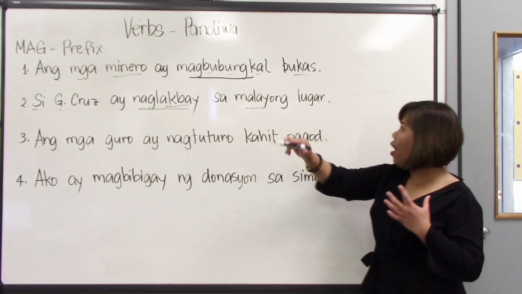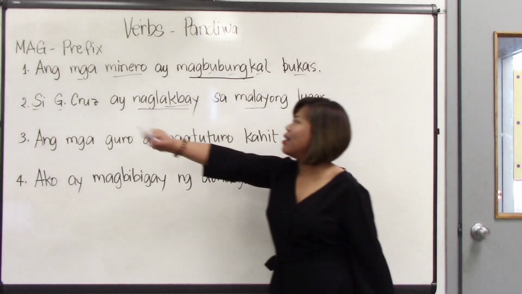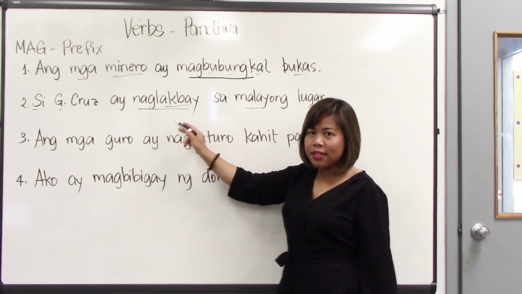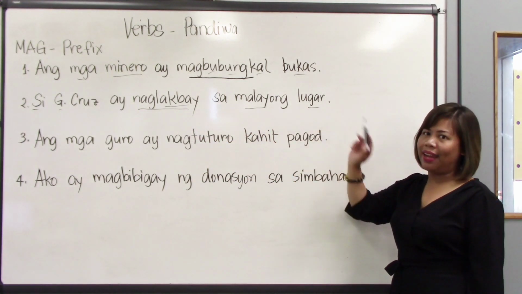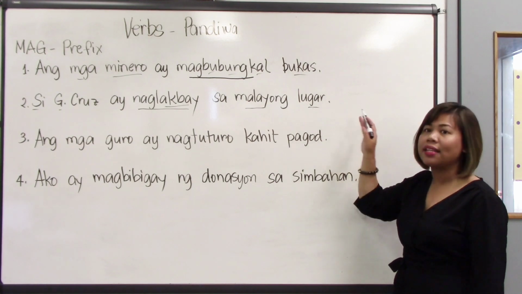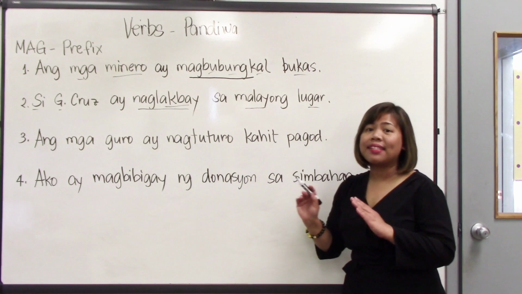Malayo means far, lugar means place. So, you get the idea? Mr. Cruz traveled in a far away place or far away land. You can say that land, but lugar is actually a place. Okay? Naglakbay is in the past tense.